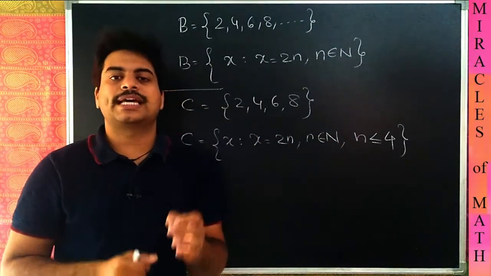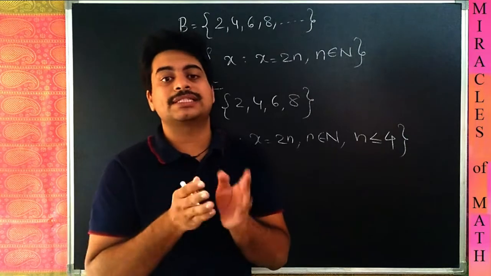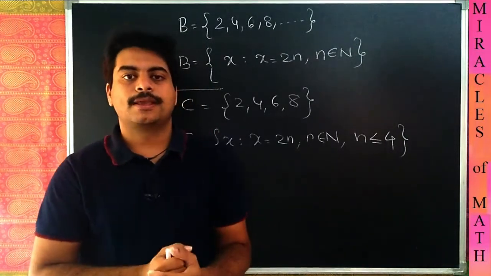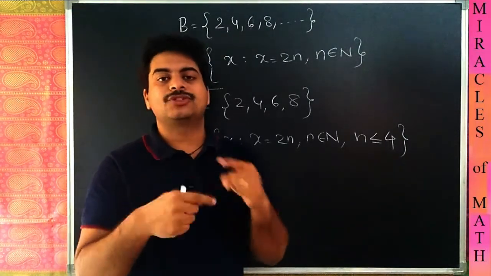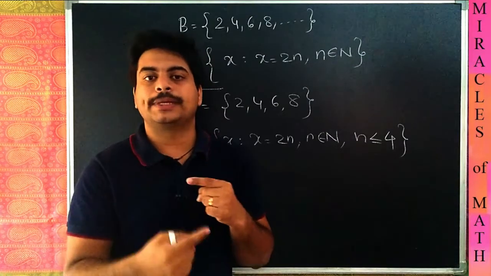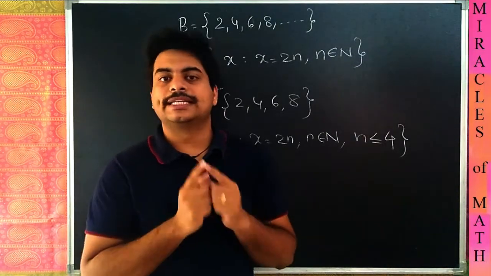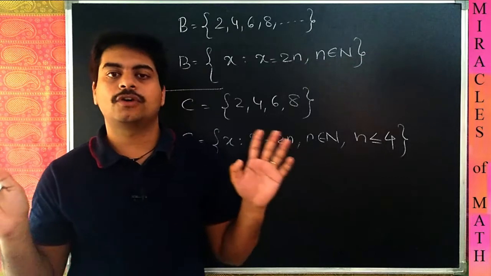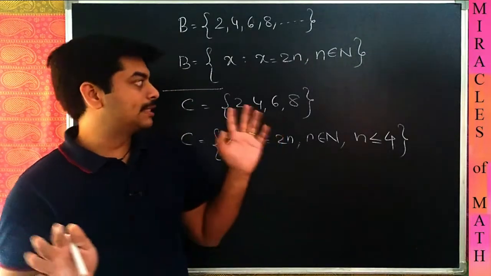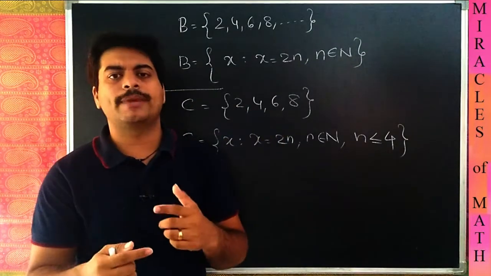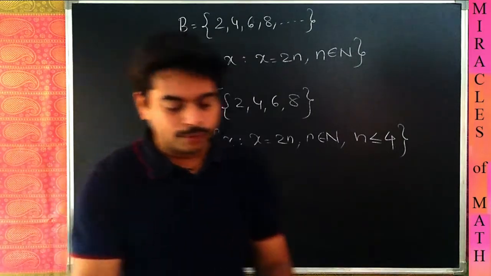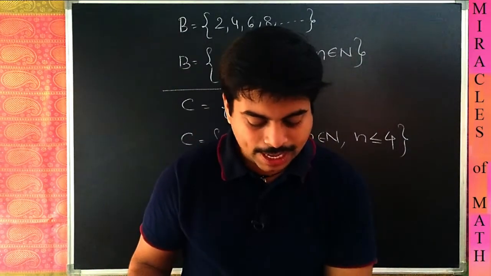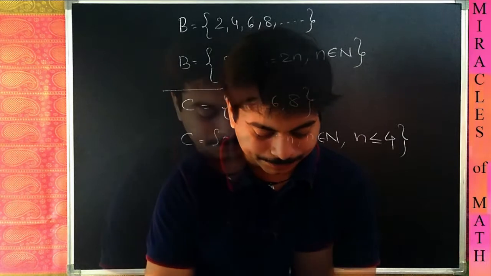So you need to understand which comes as a set and which doesn't. If the set changes from person to person's opinion, then it is no more a set. It is not a well-defined collection of objects. Understood? So this is about roster form and set builder form. We'll do one or two more examples on this and then we'll go to the next topic.